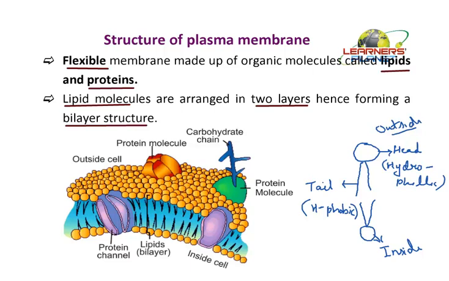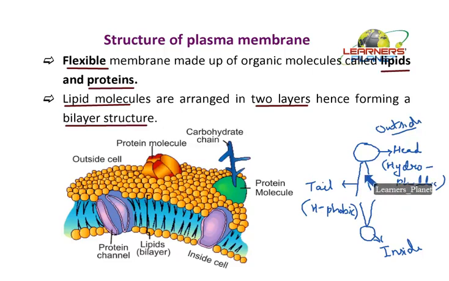So this is how they are arranged in two layers, so as to maintain this particular structure, so as to maintain the inner cavity of the membrane so that the cytoplasm can be present easily in a functional way towards the interior of this particular membrane. So this is how these molecules are present in the bilayer form.